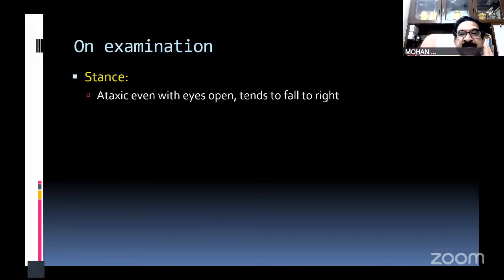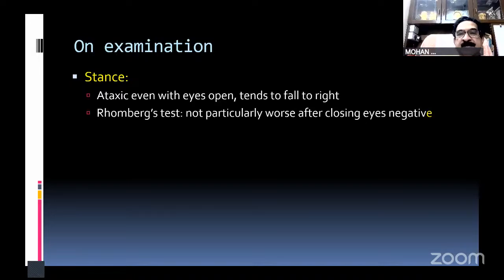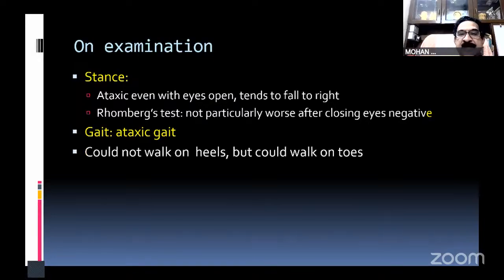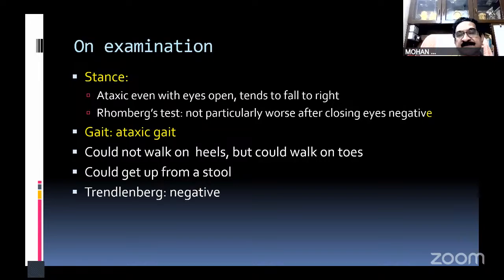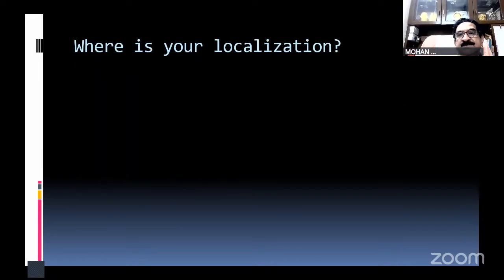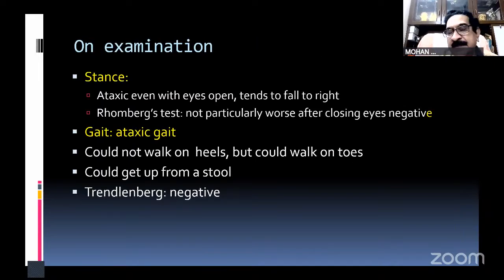Stance: ataxic even with eyes open, tends to fall to the right side. Romberg test not particularly worse after closing the eyes. Gait: some ataxic gait. He could not walk on heel, but could walk on toes very well. Could get up from squatting too. Spine and neck: no findings. So, any clarifications you need, I can tell you.